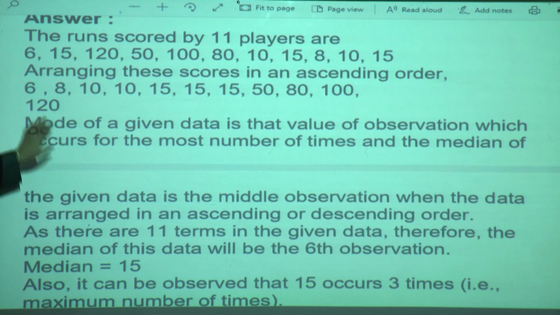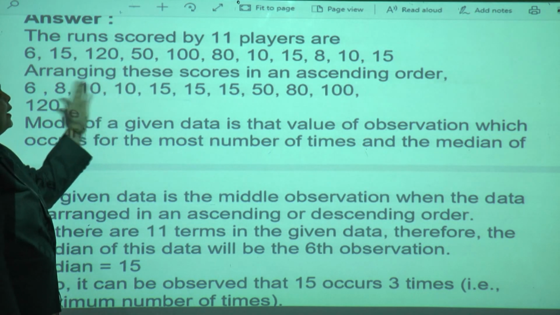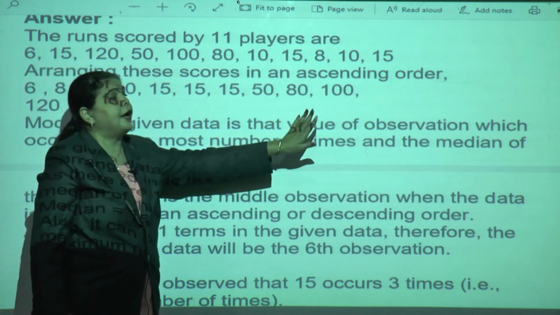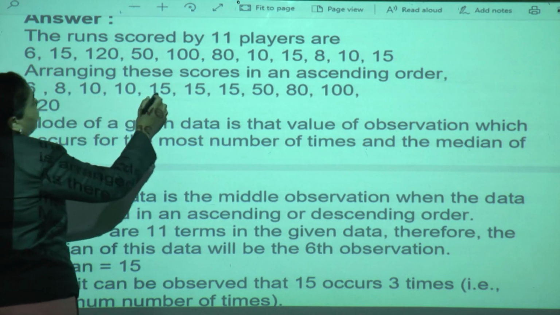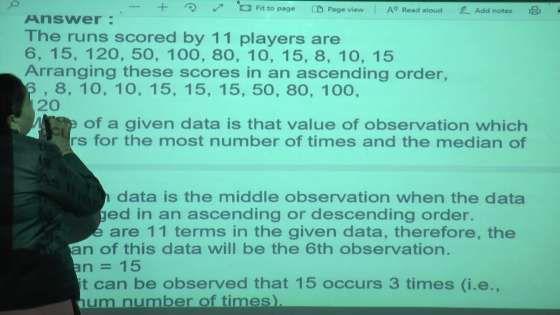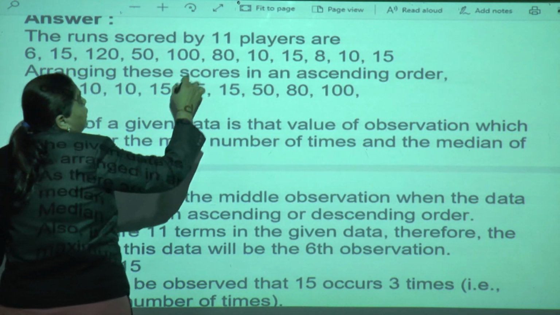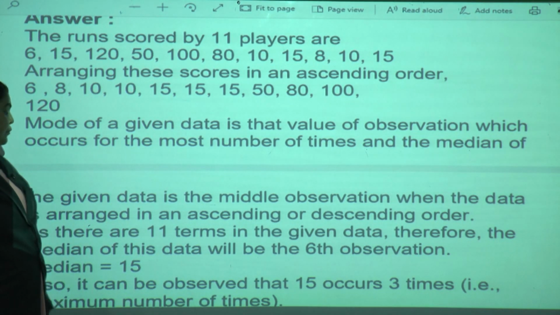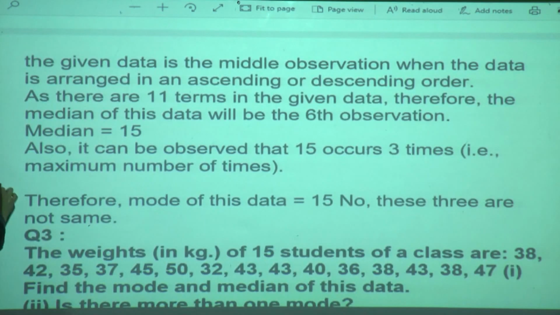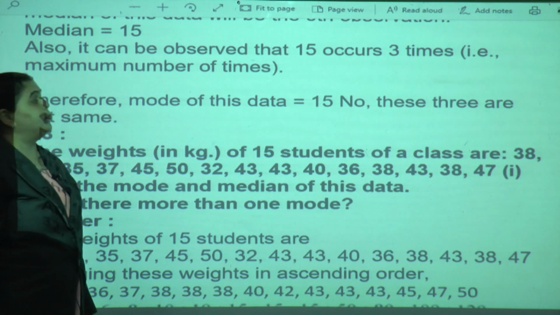The median is the middle term. How many observations do we have? 11. So we will have 5 to the left and 5 to the right, and find the middle term. We leave 1 2 3 4 5 from the front, and 1 2 3 4 5 from the back. So this is our middle term, which is 15. So the mode and median we got here are 15.